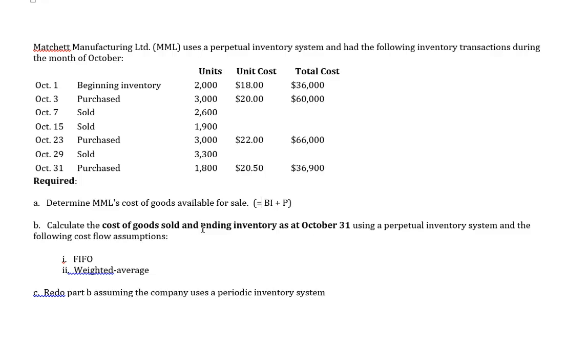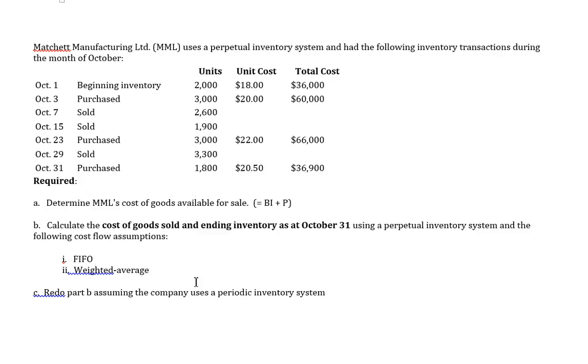Right? And then I want you to calculate the cost of goods sold and ending inventory at the end of the month, or the ending inventory at the end of the month, and cost of goods sold throughout the month of October, assuming perpetual system and either using FIFO or weighted average cost flow assumptions. So cost flow assumption again is looking at how is the inventory flowing out of the business. So I want you to look at FIFO, which is first in, first out, and weighted average.